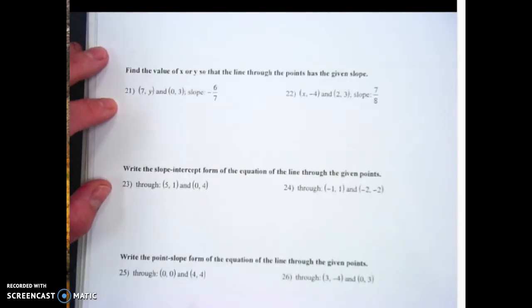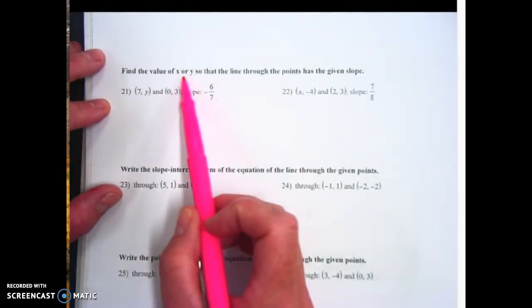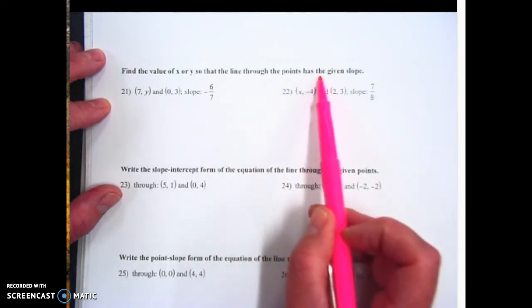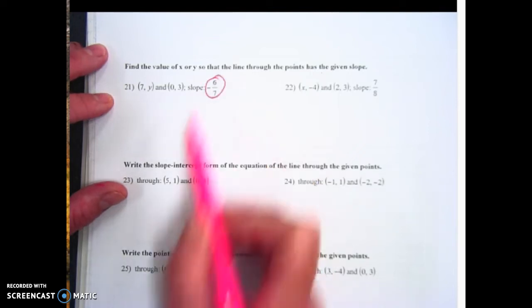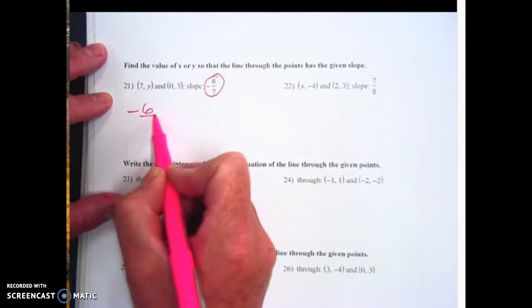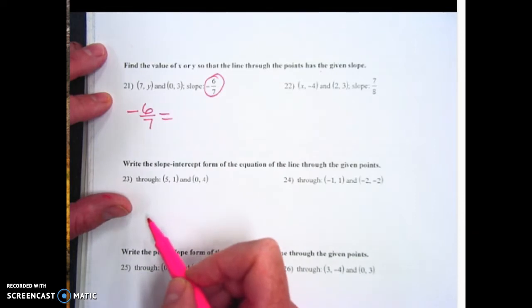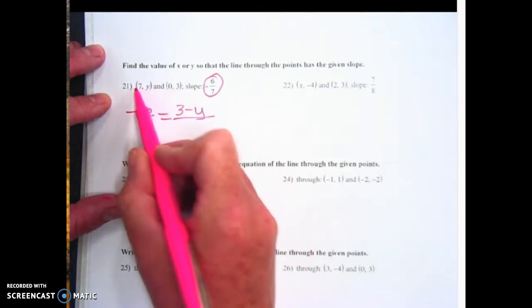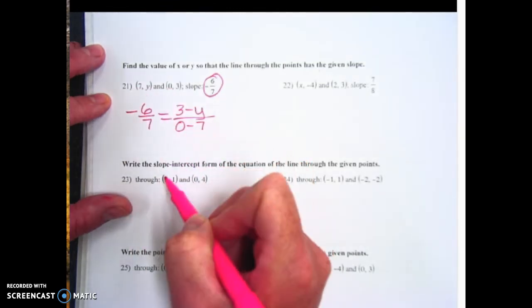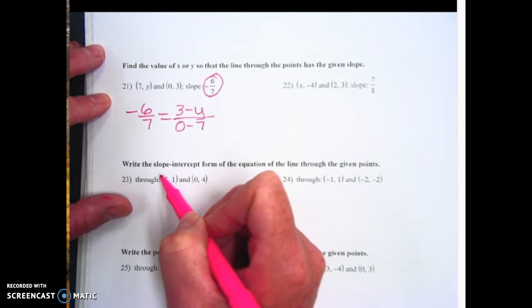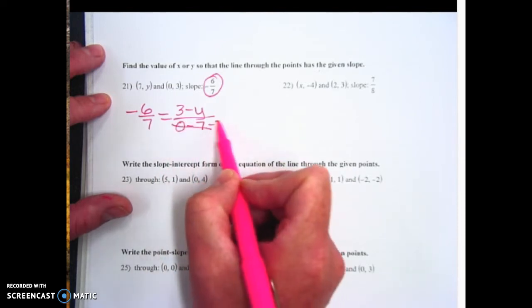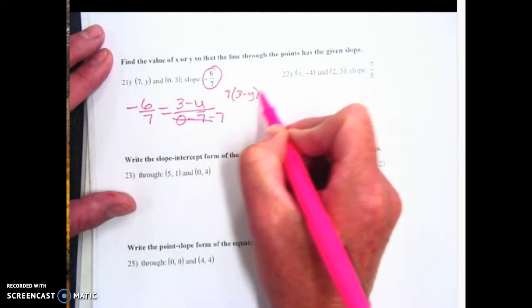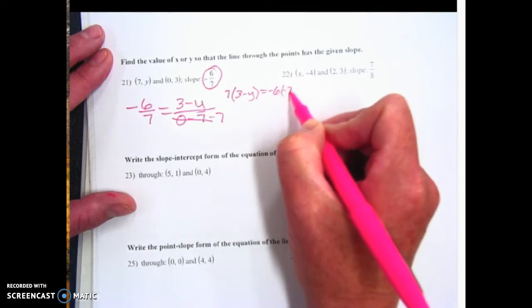For numbers 21 and 22, the directions say find the value of x or y so that the line through the points has the given slope. So if the slope is negative 6/7, it's going to be equal to the slope formula. So the slope formula is 3 minus y over 0 minus 7. And then you're just going to do the cross product and solve. 0 minus 7 is negative 7. So you're going to have 7 times 3 minus y equal to negative 6 times negative 7.